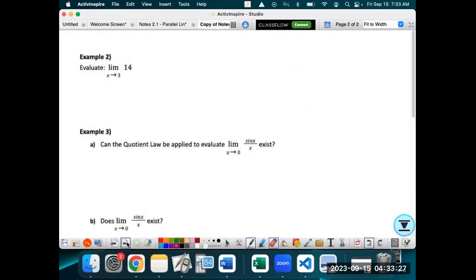Evaluate the limit of 14 as x approaches 3. Go ahead, what is it? Limit of a constant is itself.